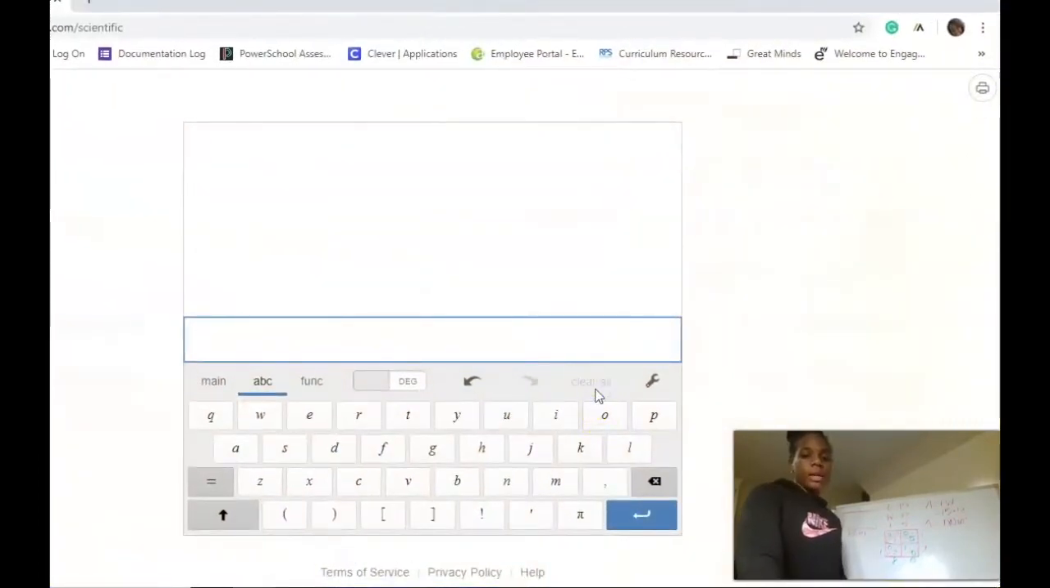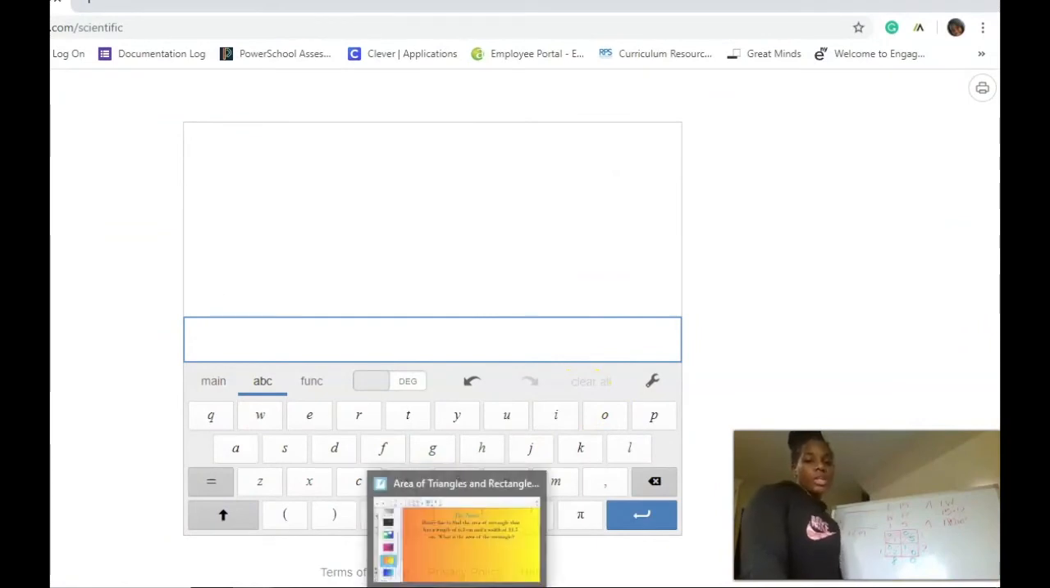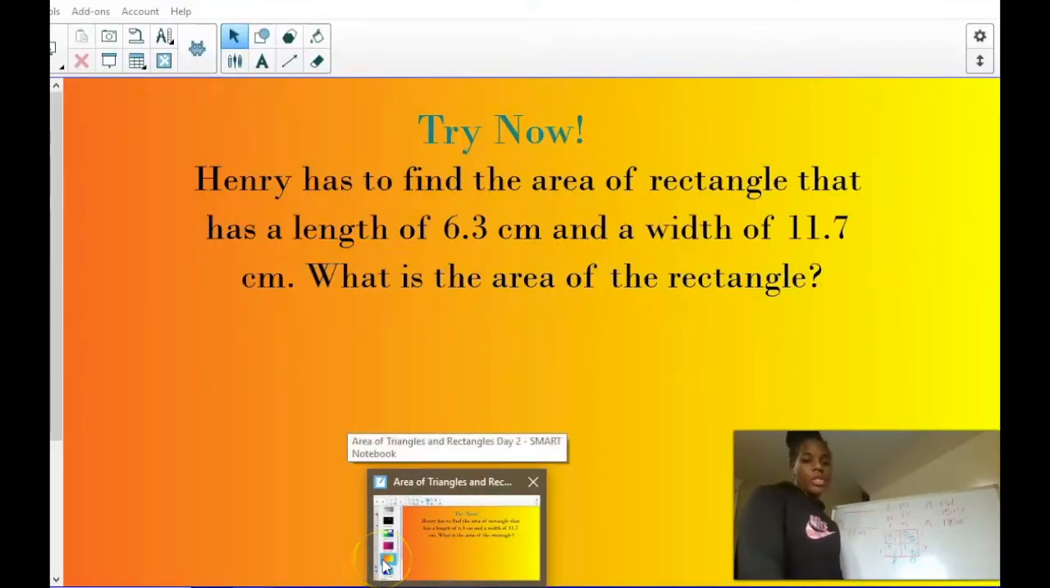All right, I'm going to clear out my calculator. So according to this question, and we'll read it, this question states that Henry has to find the area of a rectangle that has a length of 6 and 3/10 of a centimeter and a width of 11 and 7/10 of a centimeter. What is the area of the rectangle?